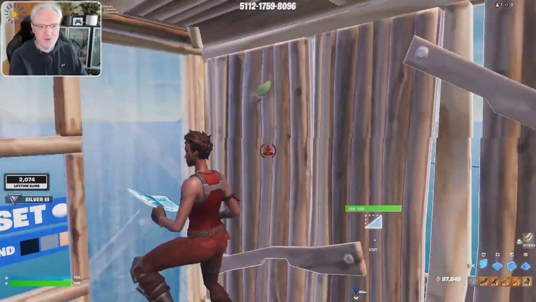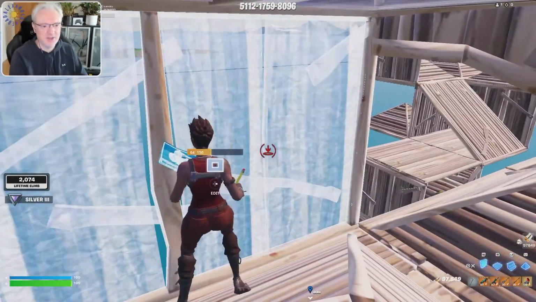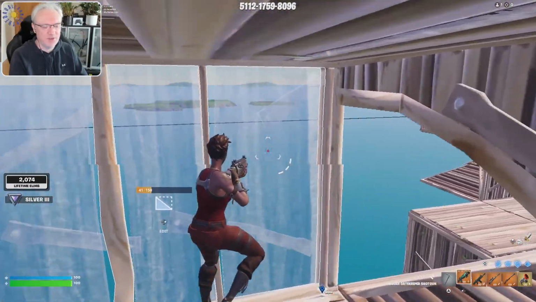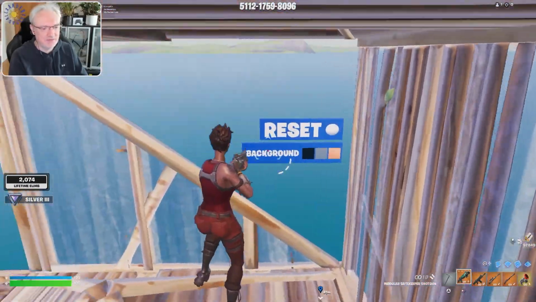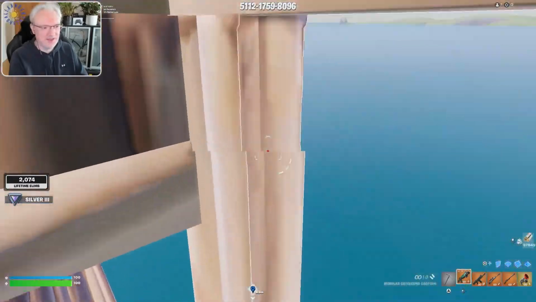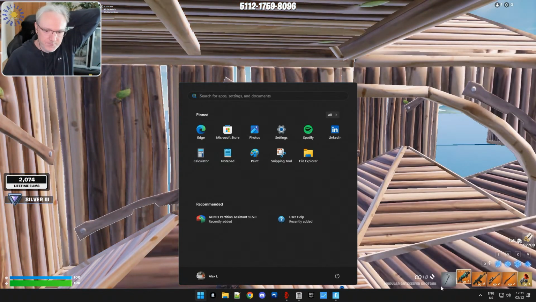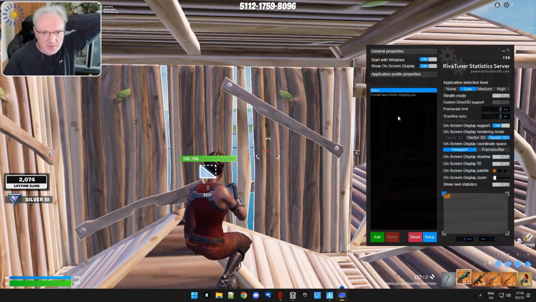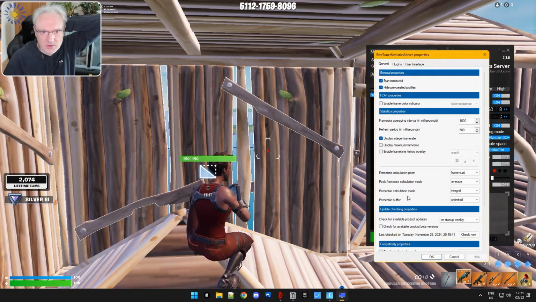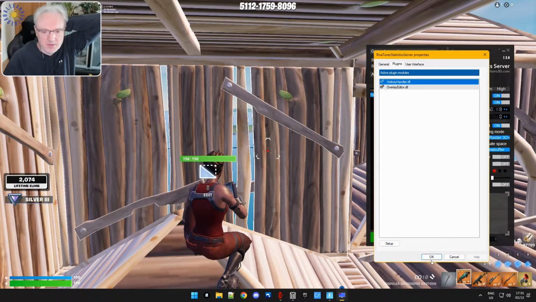It's the same as scroll wheel. I do have scroll wheel bound, so I can reset with scroll wheel still. But yeah, simple edits, love it, love it. What else do I want to do? Let's put the overlay back on again because I'm not testing anymore. Put this back on.